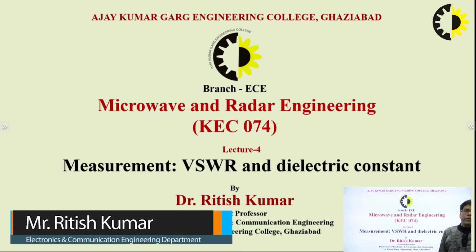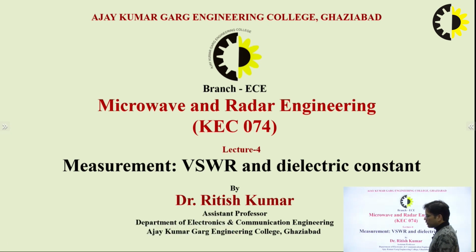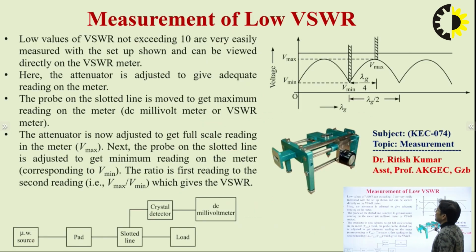VSWR is the voltage standing wave ratio, which is an important property of a microwave device such as a waveguide and transmission line as well. And dielectric constant is a property of the material that we use in the design of a microwave device such as an amplifier, filter, and antenna as well. So let's begin the lecture.